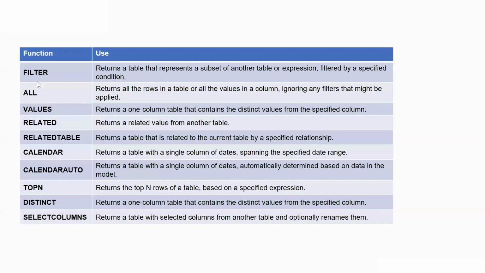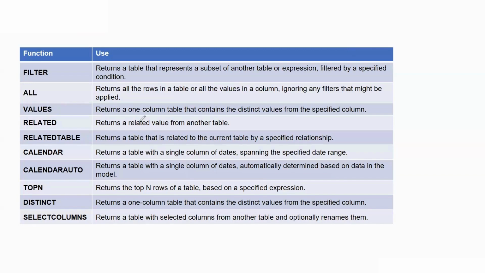Hello everyone. In this session, we are going to talk about the table functions. Table functions manipulate and transform the tables within Power BI datasets, and these functions include filter, all, values, related, related table, calendar, calendar auto, top n, distinct, and select columns. We will be using some of these functions in Power BI now.